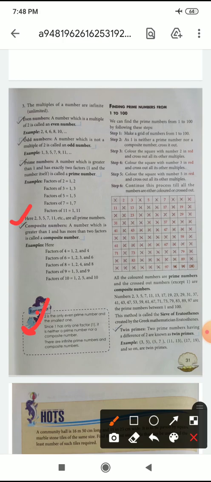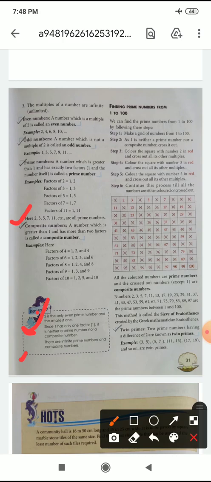There are infinite prime numbers and composite numbers. Infinite means, children, you know, unlimited. There are unlimited prime numbers and composite numbers.